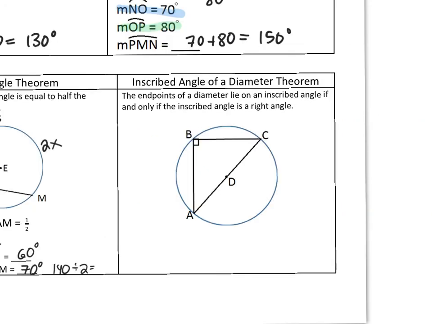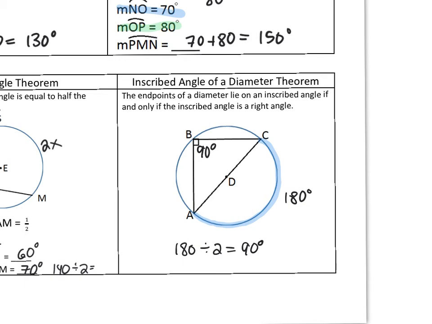So diameters give us a special case of the inscribed angle theorem to think about. Remember, a diameter goes through the center of the circle and it basically cuts the circle in half. So that means this arc is going to be a semicircle. It has 180 degrees. So if that arc has 180 degrees, what do you think would be the measure of the angle that is subtended by that arc? Well, 180 divided by 2 is 90 degrees. So by the inscribed angle theorem, this should be a 90-degree angle that's intercepting that semicircle.